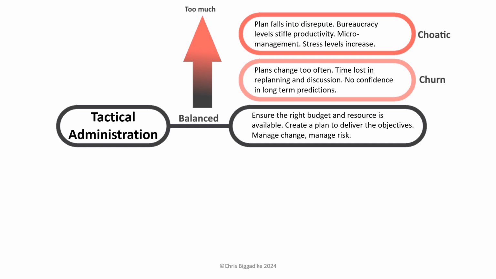Bureaucracy levels begin to stifle productivity. Micromanagement ensues. Stress levels increase. Normally, this kind of chaotic behavior is a result of a lack of control.